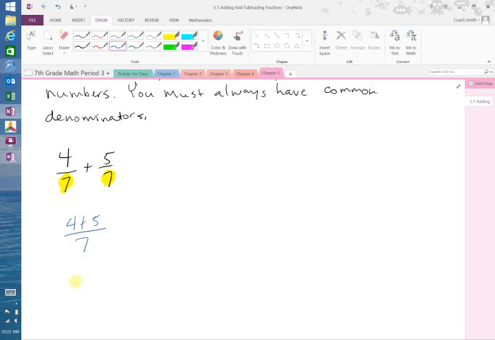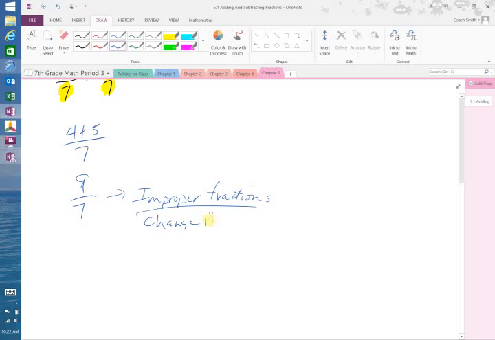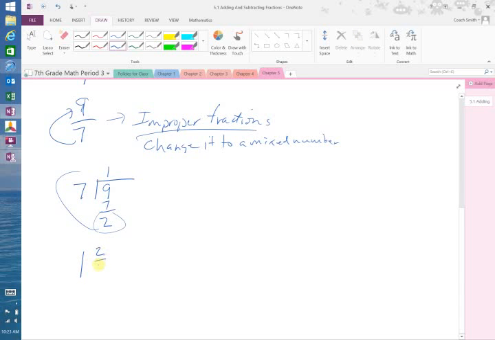So if we just take 4 plus 5, then that's 9 over 7. And 9 over 7 is what? Improper. So 9 over 7 is an improper fraction that I must change to a mixed number. Now, we've already talked about this, but you basically divide 7 into 9. 7 goes into 9 one time, 7, remainder 2, and take the 2 and put it over the 7. So 1 and 2 over 7 is your answer.